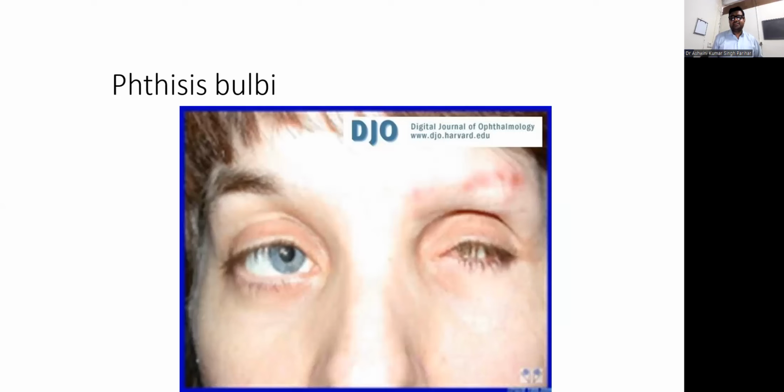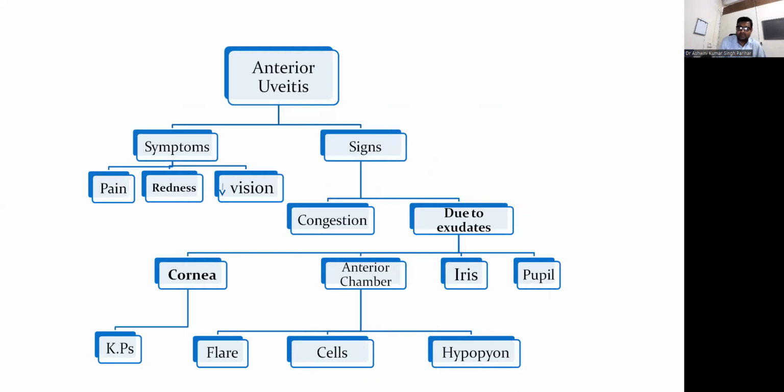This is the end stage of severe uveitis, where the patient has gone to a blind eye and the eye is shrinking, reducing in volume and weight and space, and finally the patient will end up with a shrunken eyeball. That is a simple line.